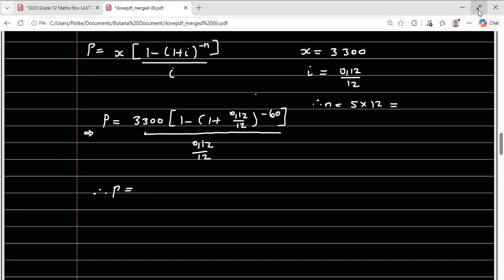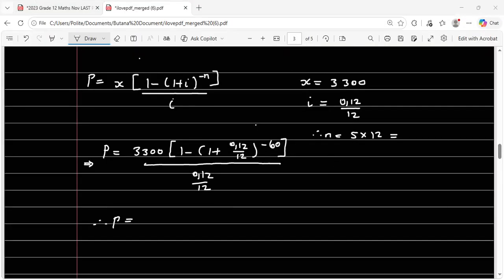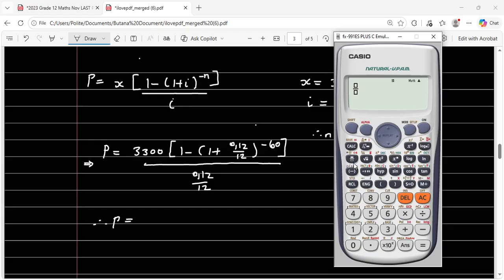Punching this on the calculator, I need you to move in with me. Yeah, it's fine. You can move in with me. I have a lot of space in my room. You can move in with me.